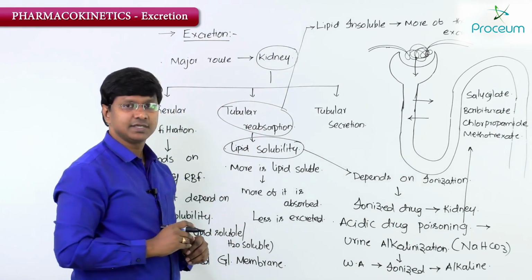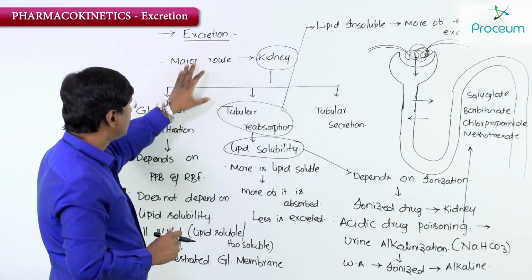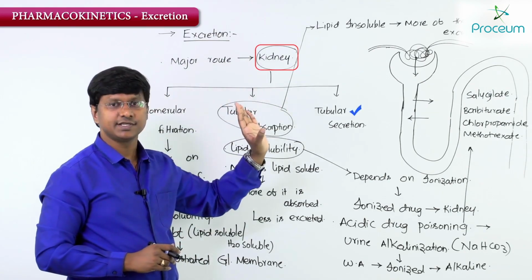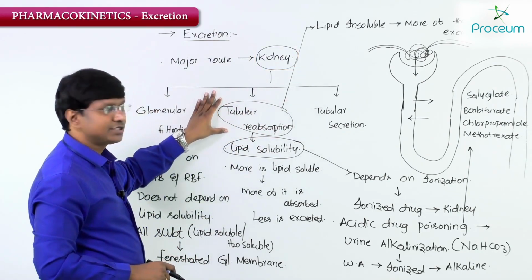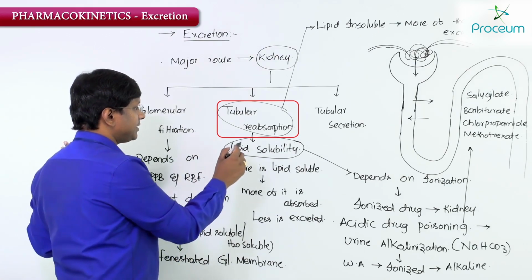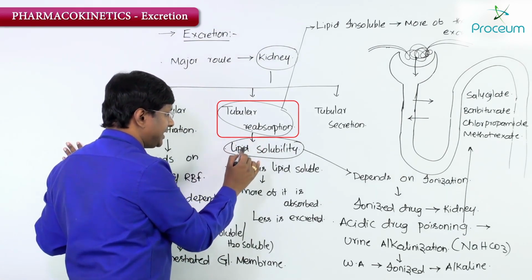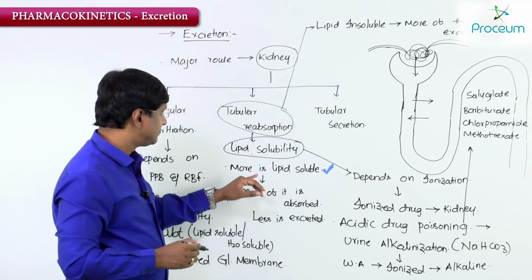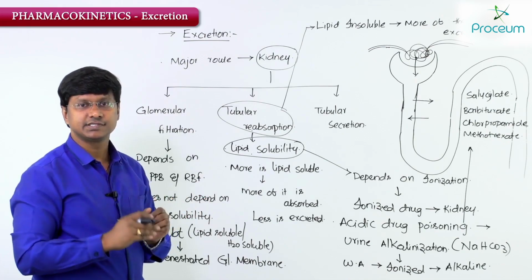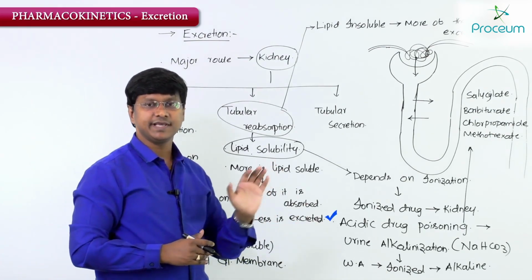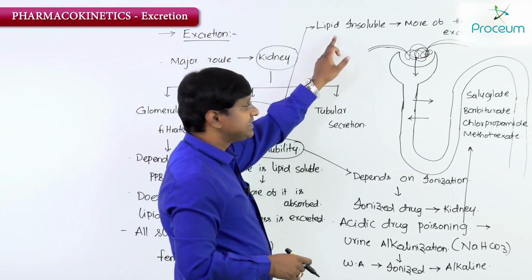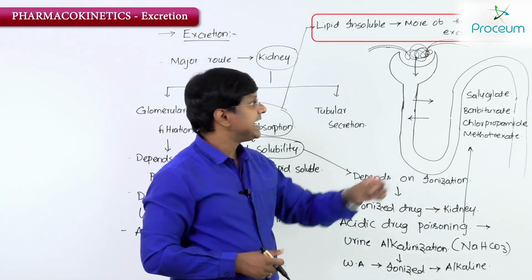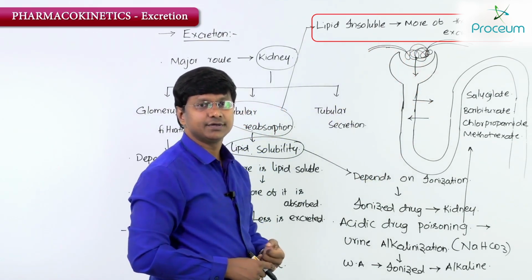So let me shortly revise what I am trying to tell. The excretion through the kidney occurs by glomerular filtration, tubular reabsorption and tubular secretion. What I am trying to tell is about the tubular reabsorption. The tubular reabsorption of the drug depends upon the lipid solubility of the drug. The more lipid soluble the drug, the more is reabsorbed and less is excreted out. Whereas if it is a lipid insoluble drug, it cannot be reabsorbed through the tubules and majority of the drug will be excreted out.